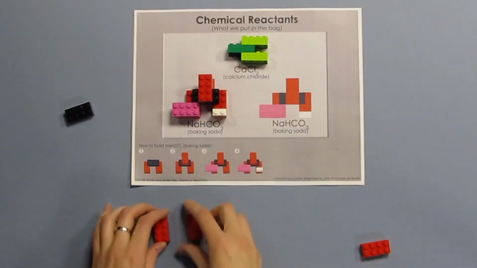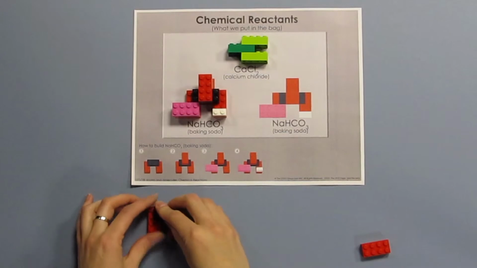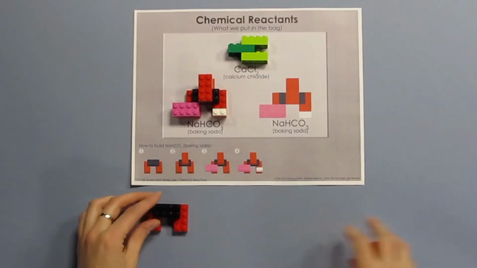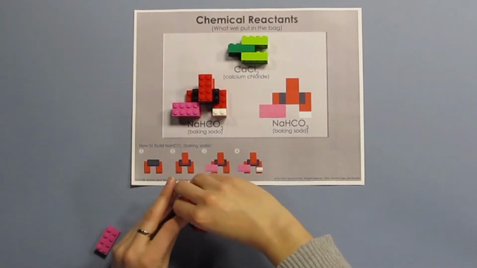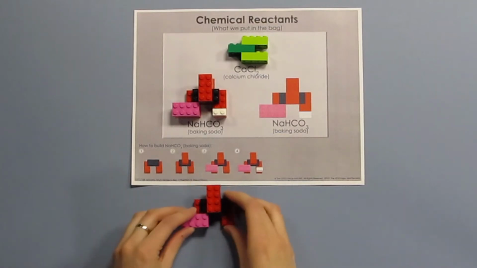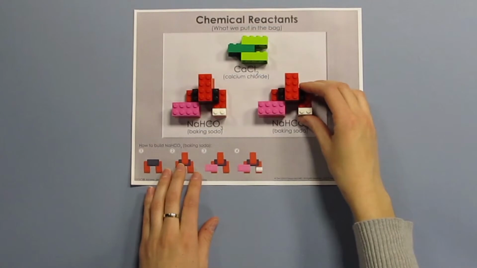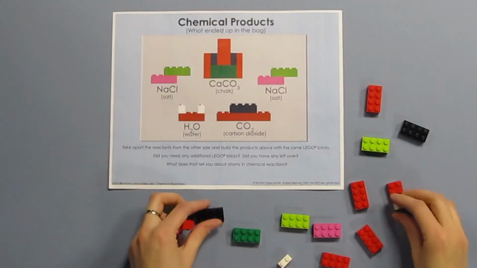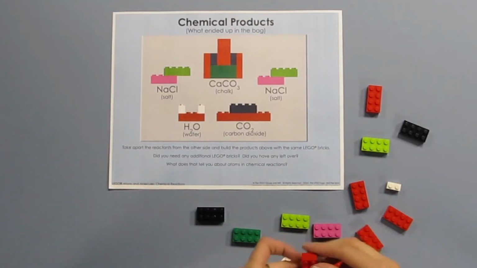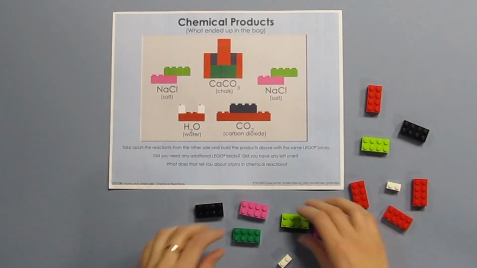Remember, each color brick represents a different atom. When clicked together, the bricks form a molecule. Here are 2 baking soda molecules and 1 calcium chloride molecule. These are the reactants. In the chemical reaction, these atoms will separate and recombine into new molecules.